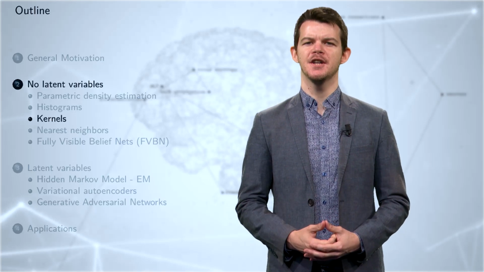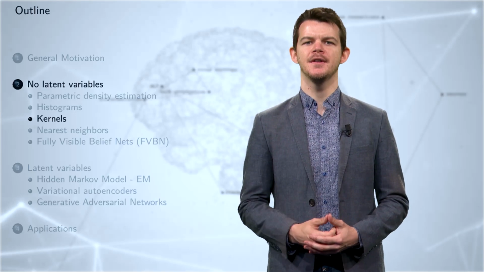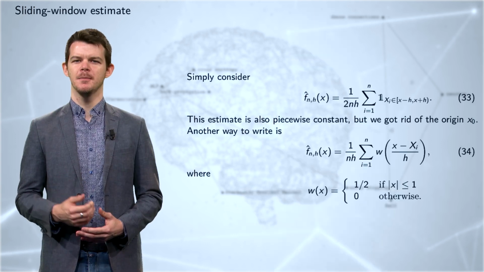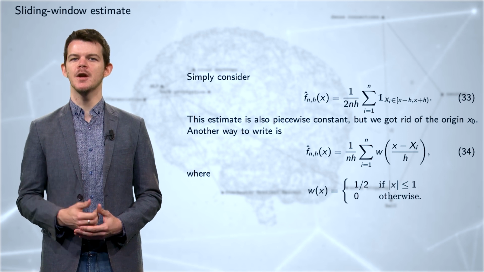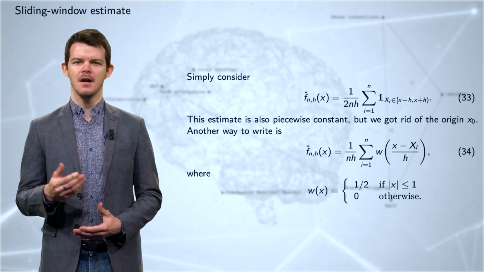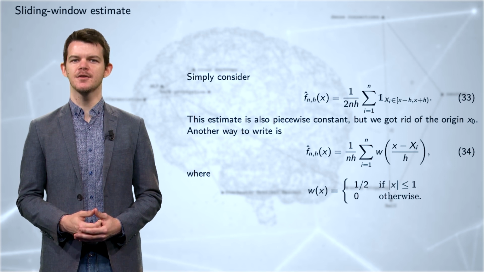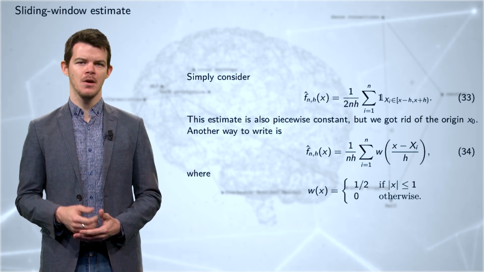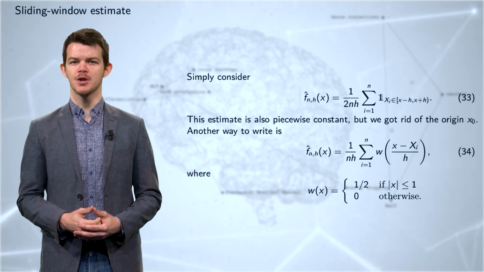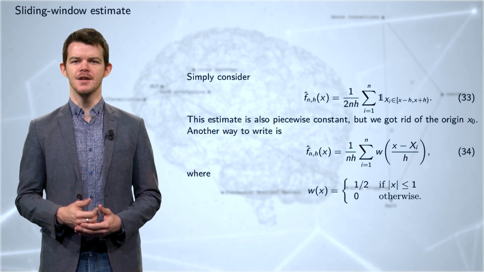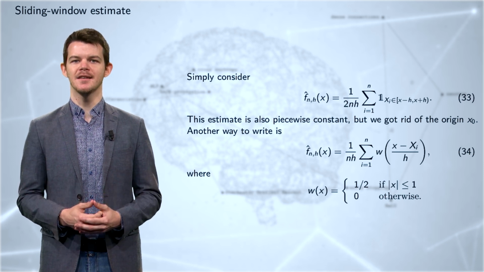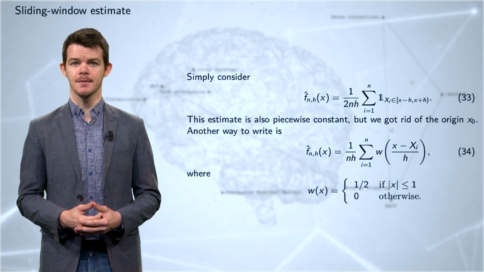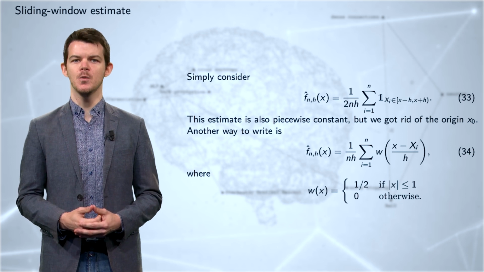We are now going to study kernel methods that improve upon histograms. Among kernel methods is the very simple sliding window estimate, which corresponds to equation 33. As for histograms, this estimate is also a piecewise constant estimate. However, here we remove the notion of origin. Indeed, here you count the number of points in the dataset that belong to the interval of size h centered at x, the point in which you want to estimate the density, hence the name sliding window estimate.